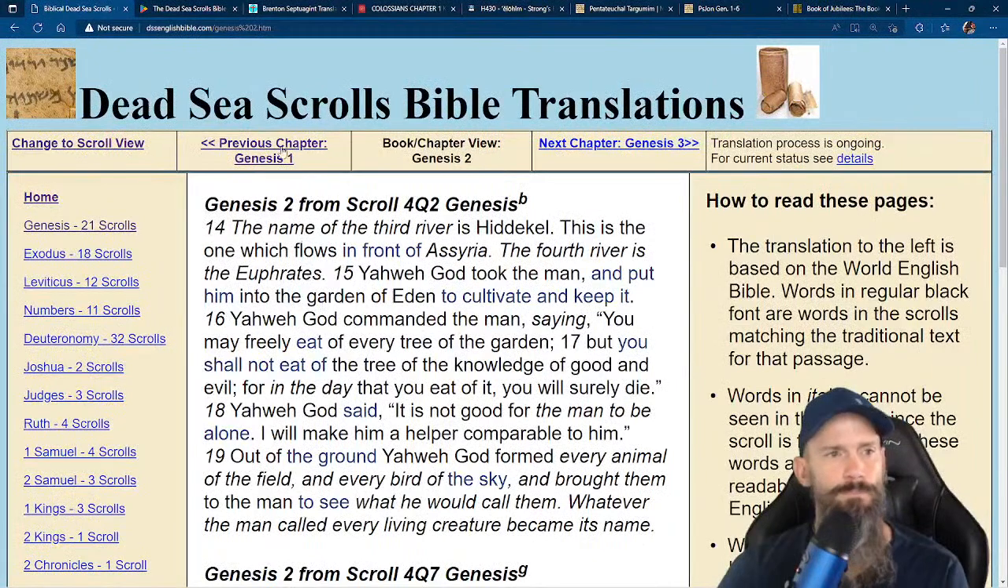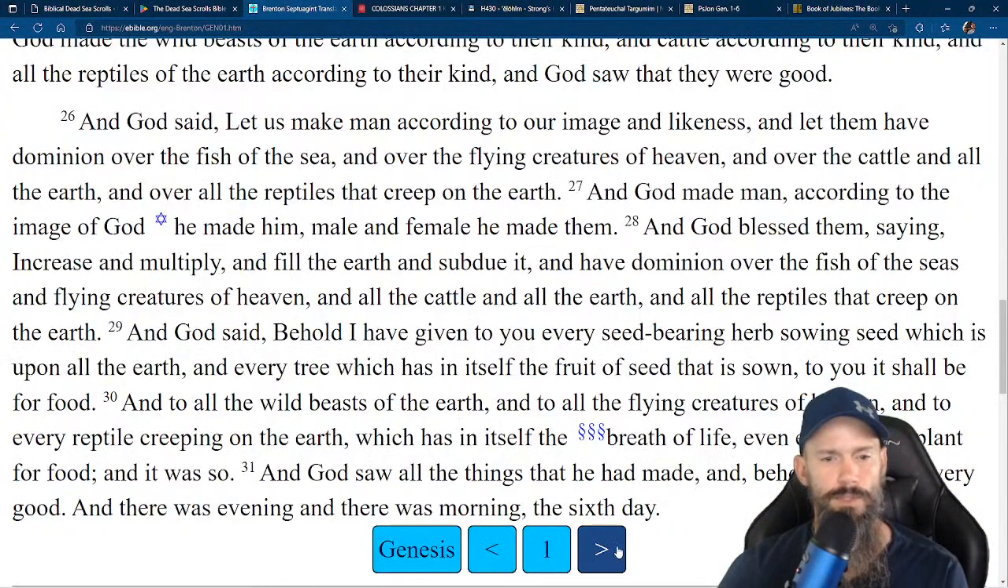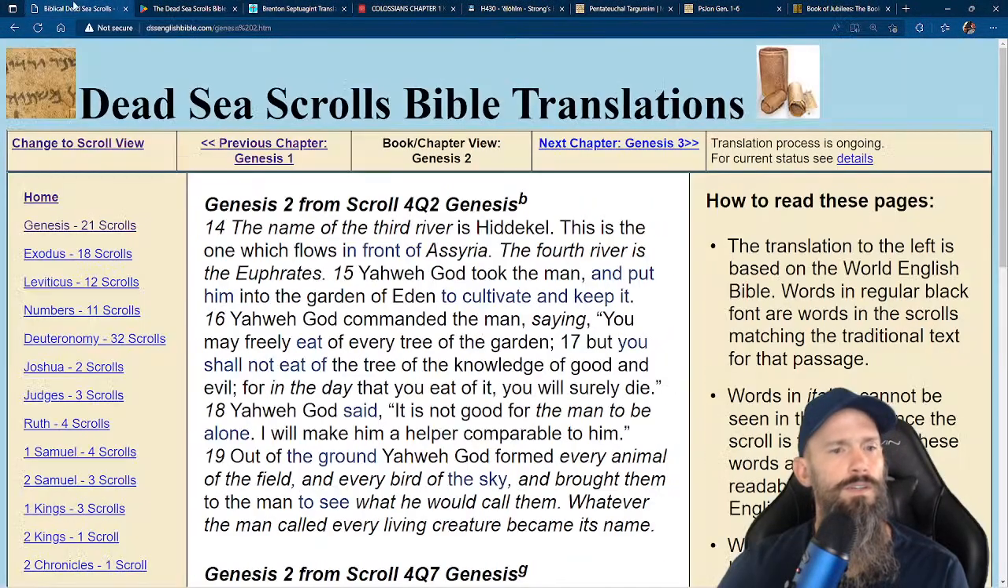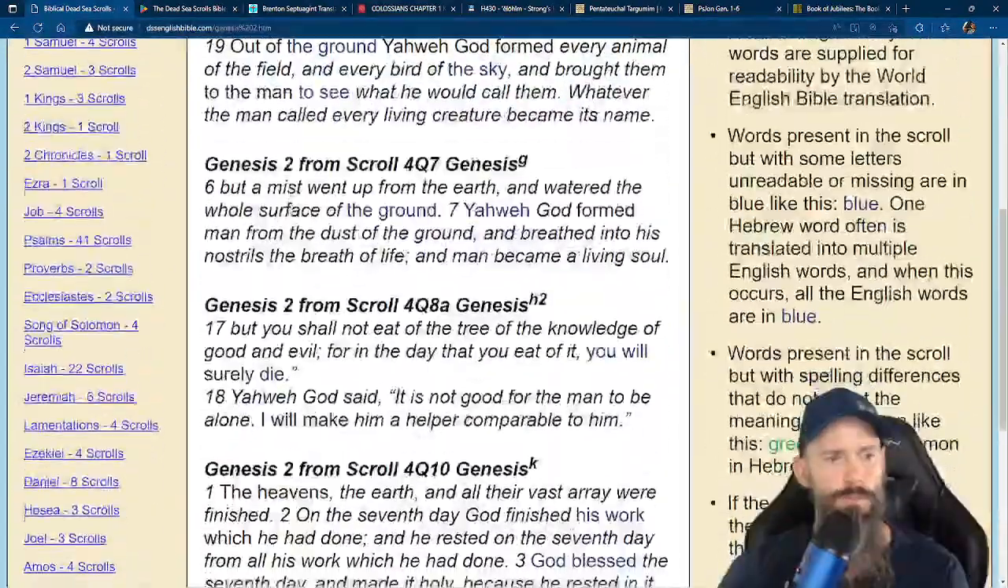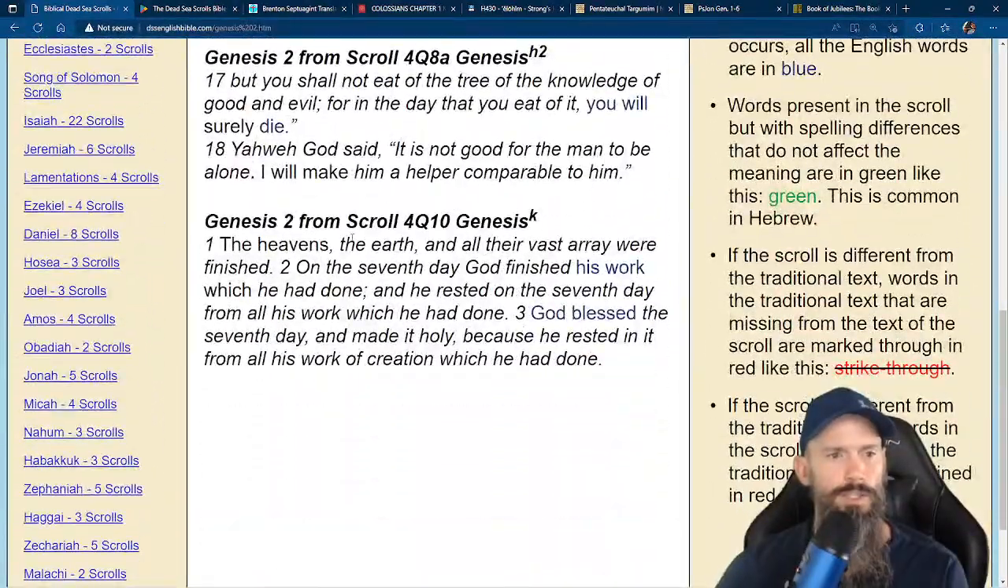Chapter 2. Genesis 2 from scroll 4Q10. The heavens, the earth, and all their vast array were finished. On the seventh day, Yahuwah finished his work which he had done, and he rested on the seventh day from all his work which he had done. Yahuwah blessed the seventh day and made it holy, because he rested in it from all his work of creation which he had done.